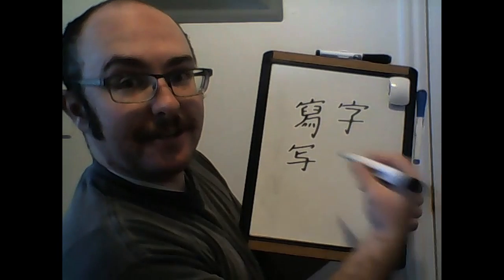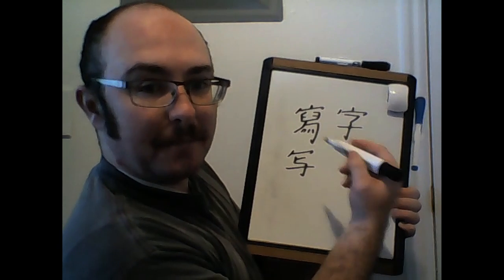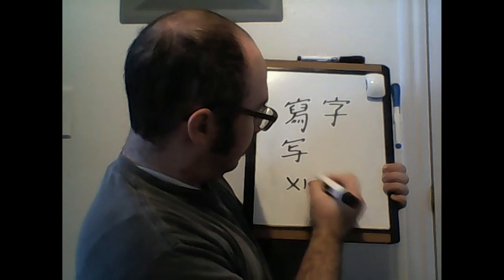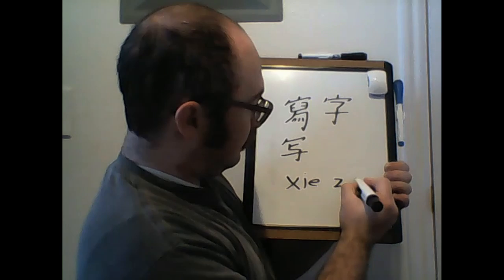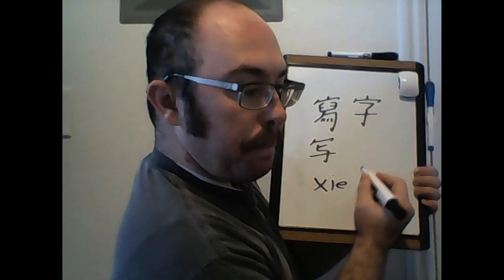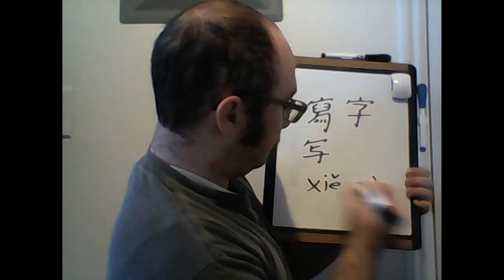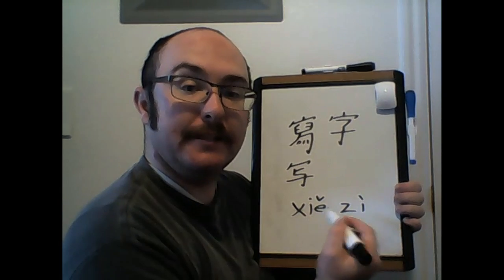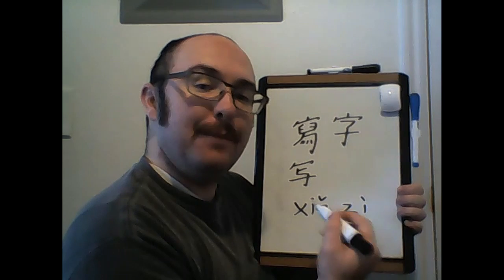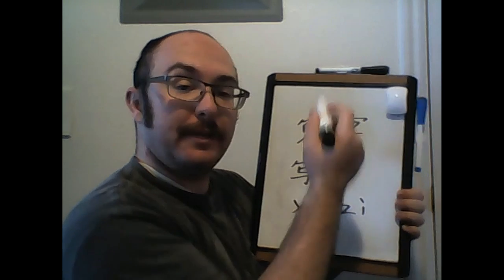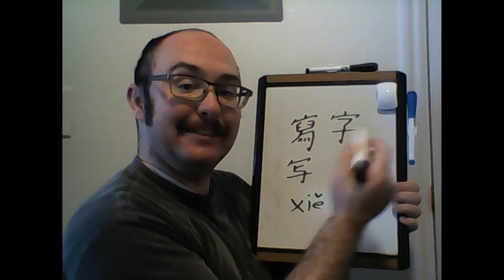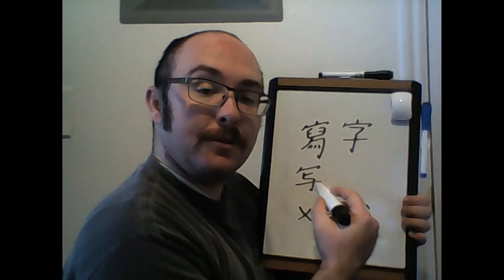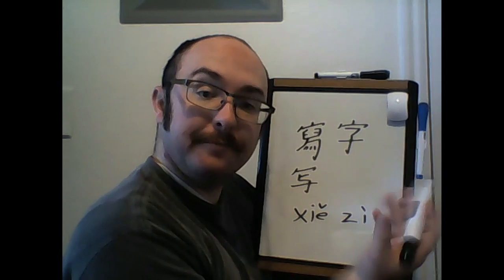See, a lot changed from that to that. Yes, that's the simplified. And this is xie zi. Xie means to write. So that's what I just did right here. Is I xie zi. Zi means characters or letters. So xie zi means to write.